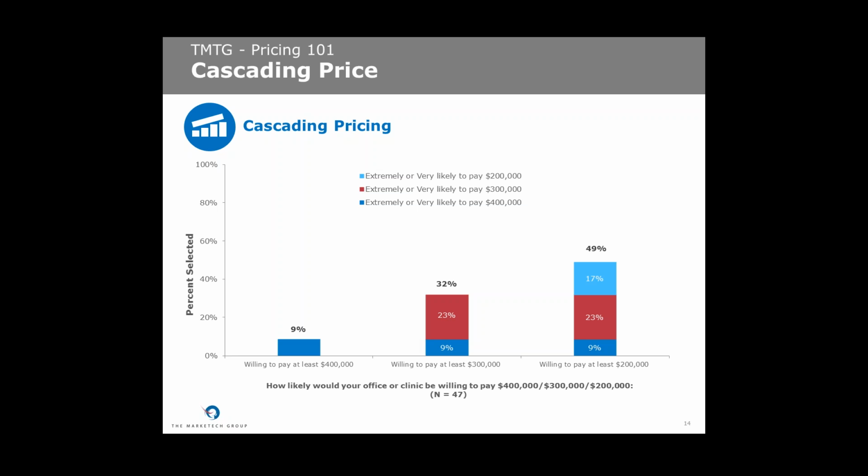So cascading price can be very valuable and very useful once you have all this data.